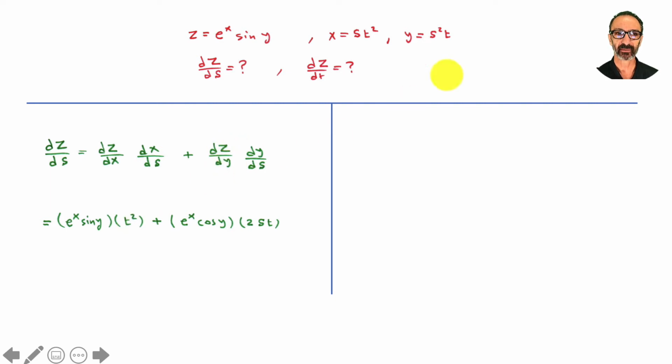dz dy, the derivative of this part right here with respect to y: sine y will give you cosine y, and this will stay as a constant up front. dy ds will be 2st, 2 will go up front, and t will act like a constant. Simplify, and that will be the answer.